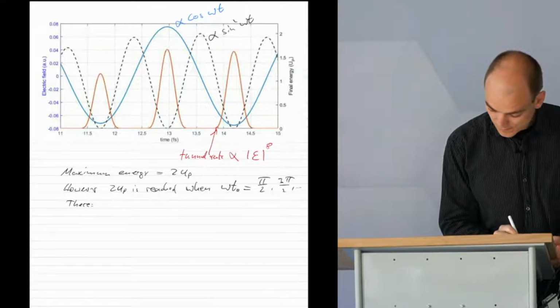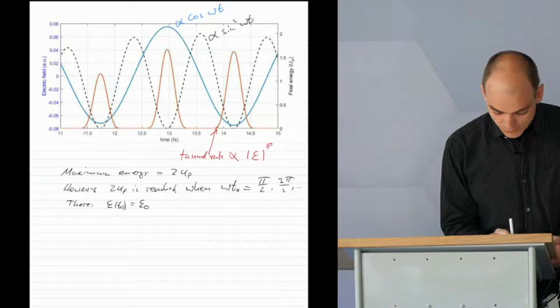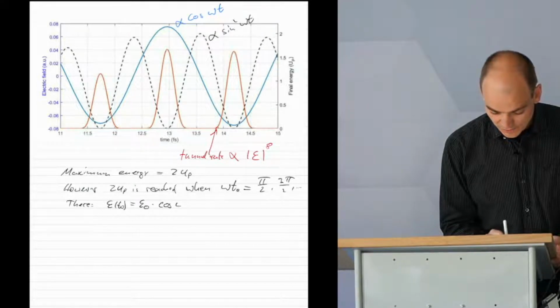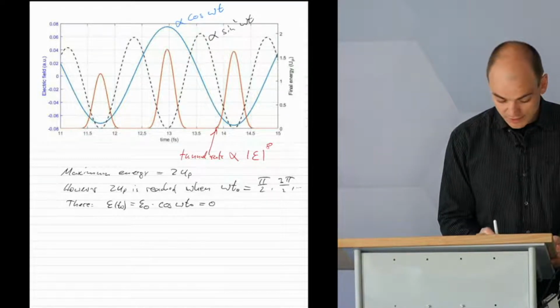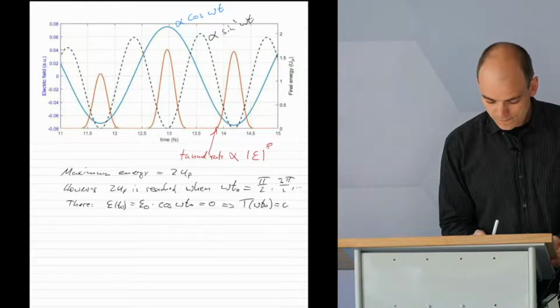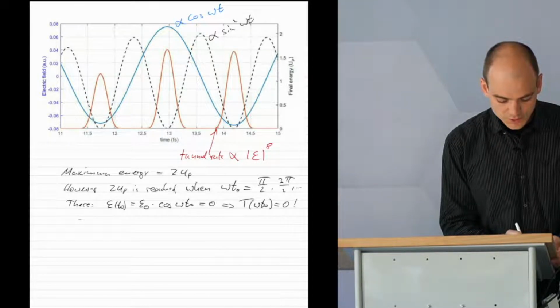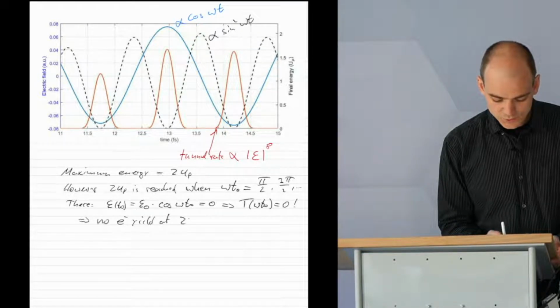There, the electric field, which is described by a cosine, is 0, and hence the tunneling rate is 0. So no electron yield at 2 UP.